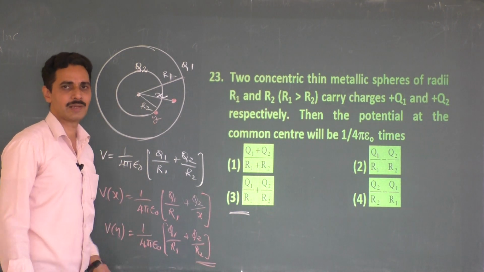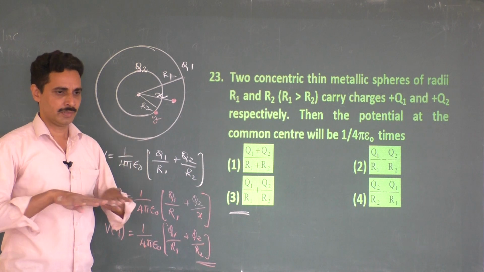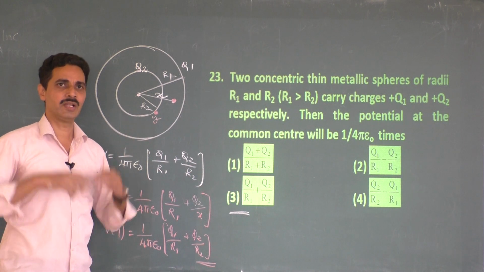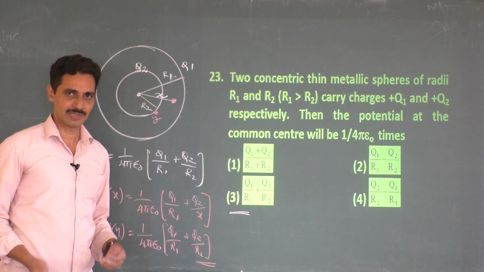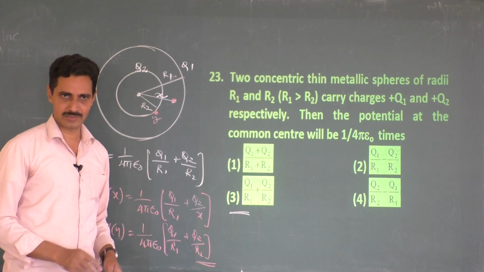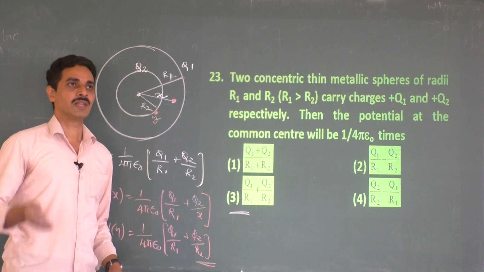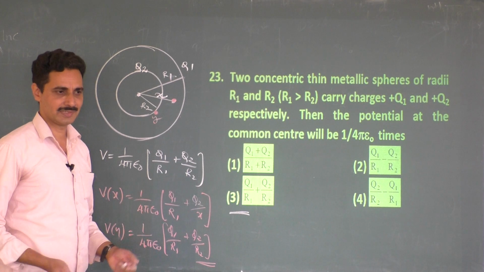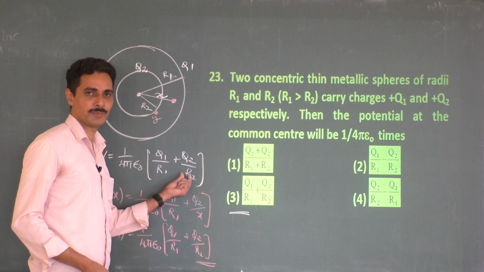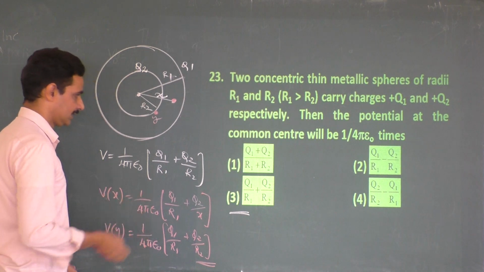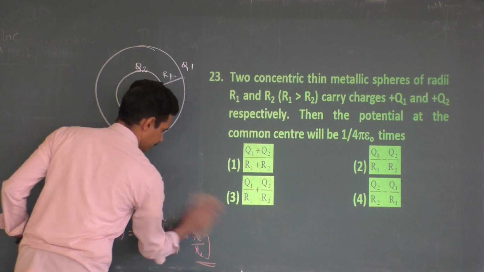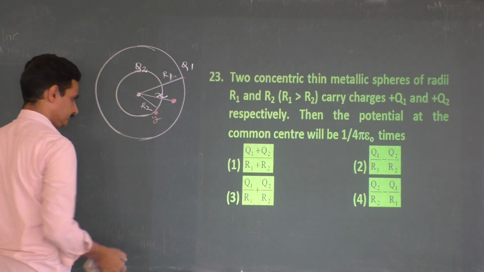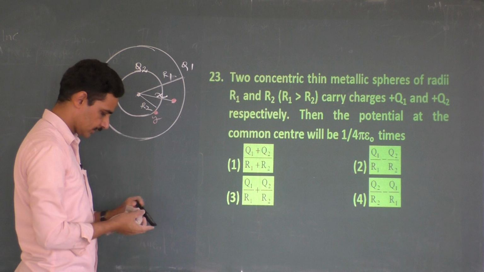All these things are built on the fact that the potential outside a spherical conductor varies with distance. Potential inside doesn't depend on the distance; it depends only on the size, that is, the radius. Whatever the point inside, you have to put the radius in place of distance. That's the only thing. Okay, shall we move forward? So the option is the third one. Next question, you can read the question.